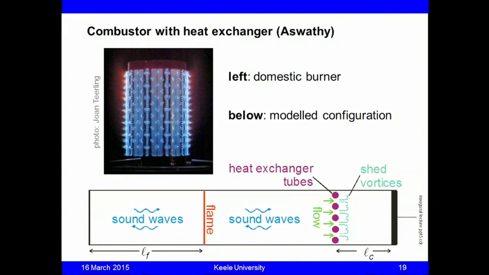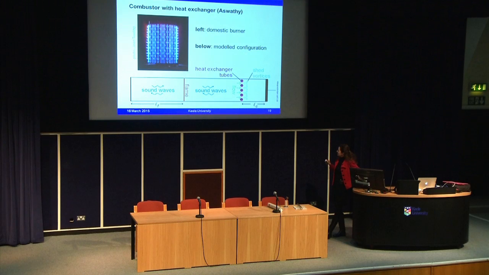And we have a few open parameters that can be varied in this setup. That's this distance LF, which is the position of the flame. This distance LC, which is the length of this cavity. I should have said there's a rigid end there. So the distance between the heat exchanger tubes and the end is LC, the cavity length, that can be varied. And we can also vary the flow velocity in our model.